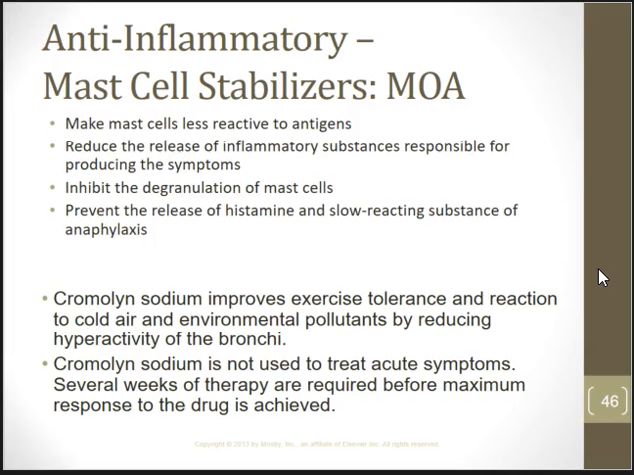So there's only one drug in this group, and this drug is called cromolyn sodium. We've already talked about cromolyn again in chapter 29 with allergic rhinitis, and that was nasal cromolyn. In this context, cromolyn sodium improves exercise tolerance in reaction to cold air and environmental pollutants. So for exercise-induced asthma, this would be a good drug. Cromolyn sodium is not used to treat acute symptoms, so this is not a rescue, and it can take several weeks before the drug actually gets to a therapeutic level within the body.